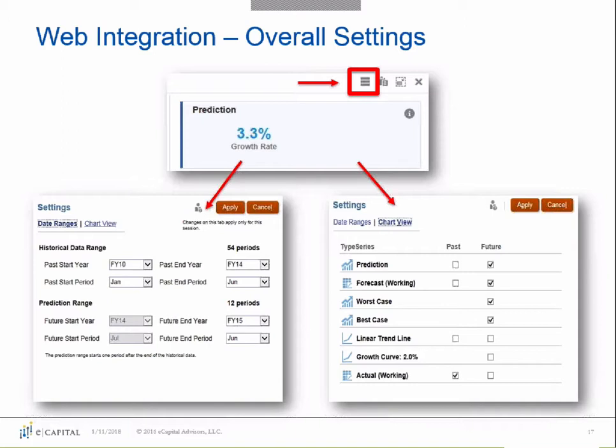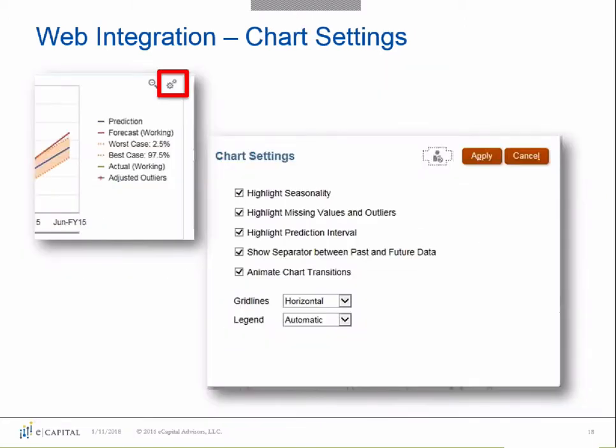Some other chart settings: you can also highlight seasonality. You can show the separator between the past and future data, that vertical blue line that I was talking about earlier. All these are selected right now. Again, you can adjust these based on your preferences, how you like to see the data in the chart.